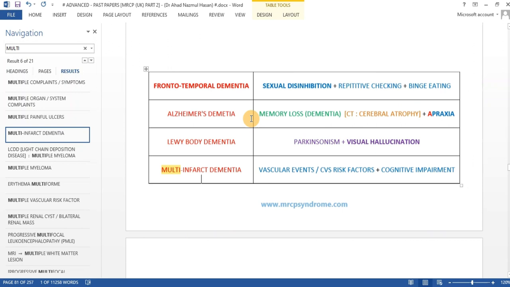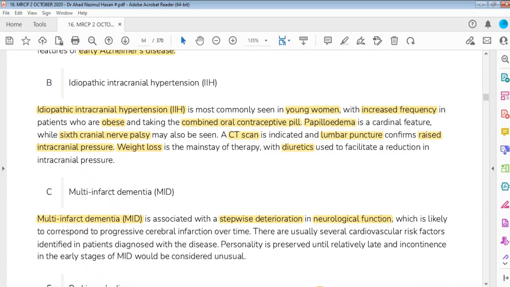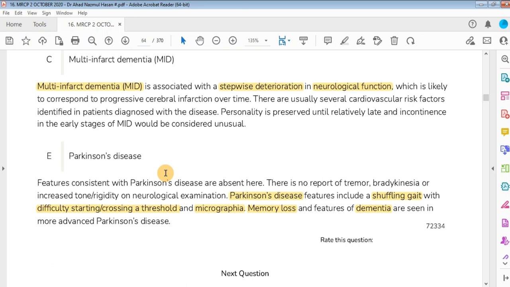And in case of multi-infarct dementia, the patient will have significant vascular or cardiovascular risk factors, and there will be stepwise deterioration in the cognitive impairment. And in case of Parkinson's disease, we'll get the features of bradykinesia, tremor, and the shuffling gait.